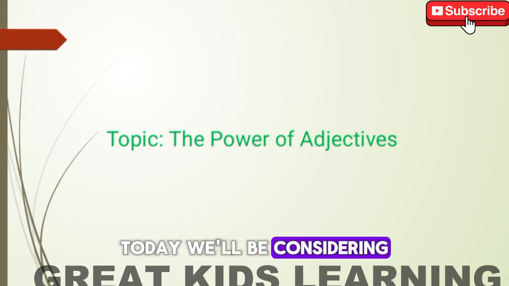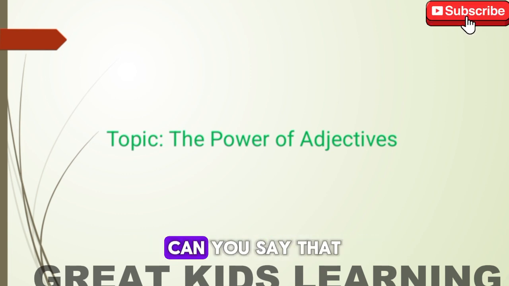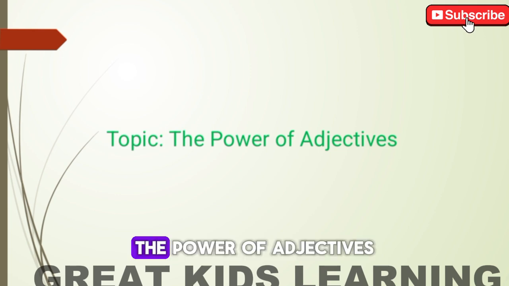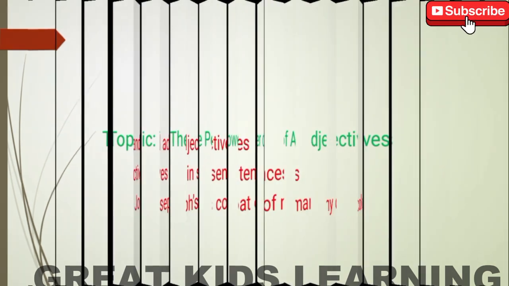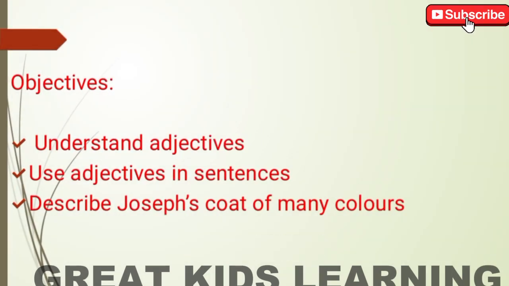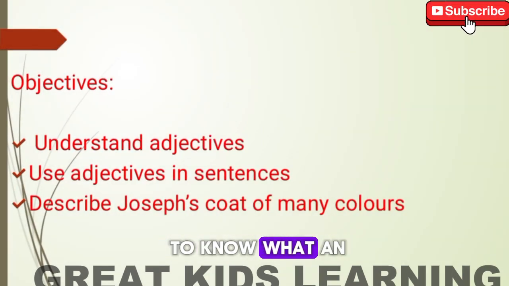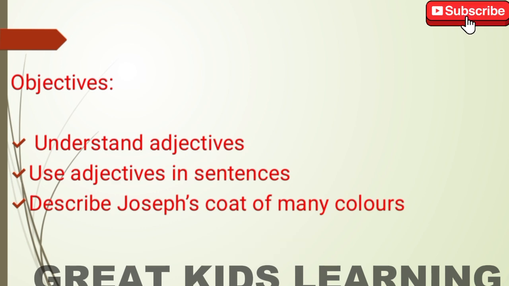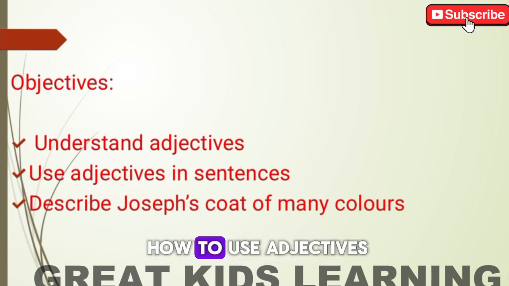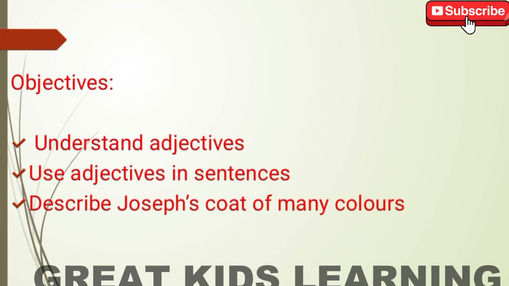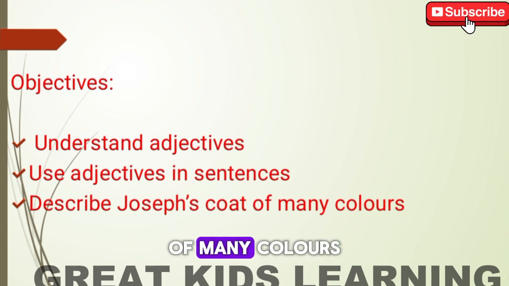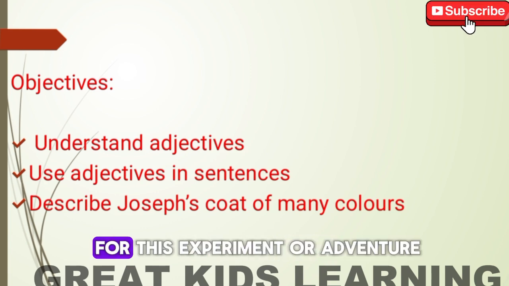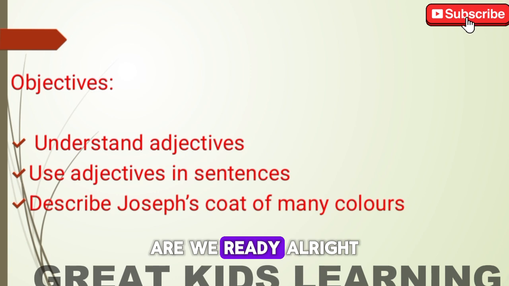All right, today we'll be considering the power of adjectives. Can you say that after me? The power of adjectives. All right. In this lesson, you would be able to know what an adjective is at the end. You would also know how to use adjectives in sentences. Then you would be able to describe Joseph's coat of many colors. So are we ready for this experiment or adventure? Are we ready? All right.